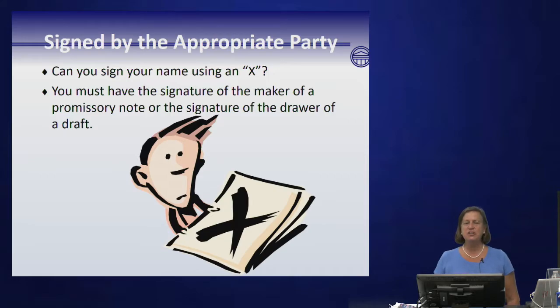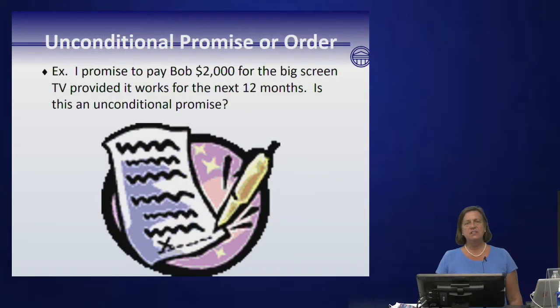How about this? Could you adopt X as your signature? Again, yes, you could, but I don't recommend doing that. So you have to have a writing in some permanent movable form that's signed by the appropriate party. And if it's a promissory note, it must contain an unconditional promise, or if it's a draft, it must contain an unconditional order.